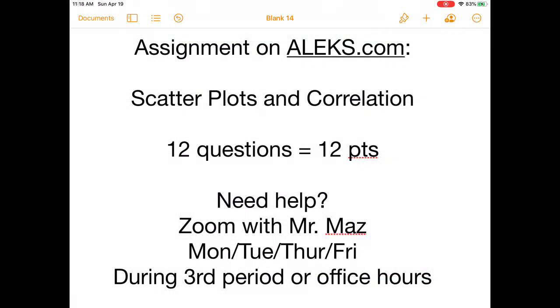And finally, your assignment is on alex.com. It is called Scatter Plots and Correlation. There are 12 questions on this, basically 3 each of the 4 problems that we just saw.